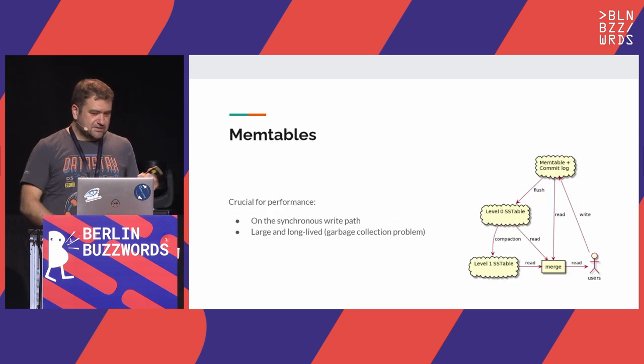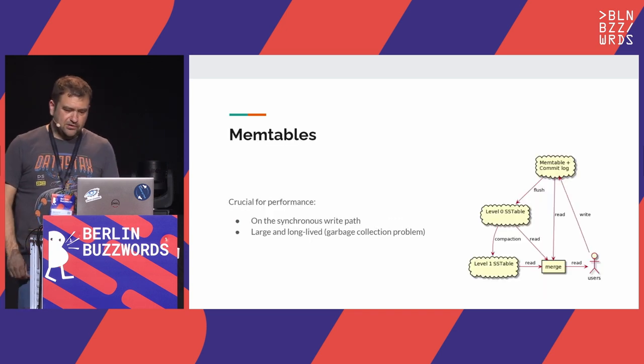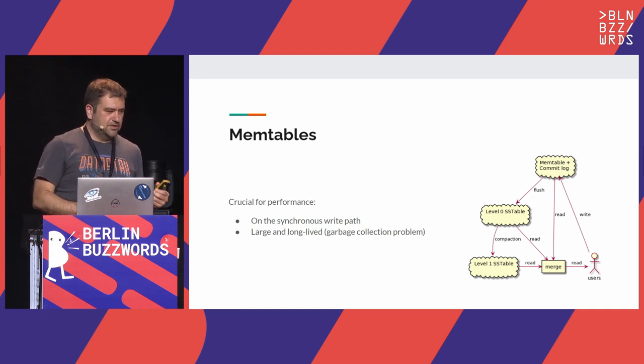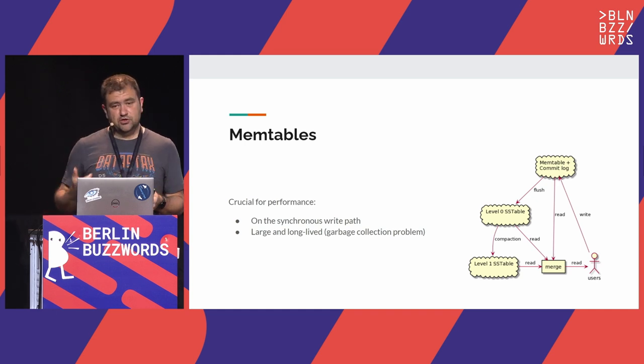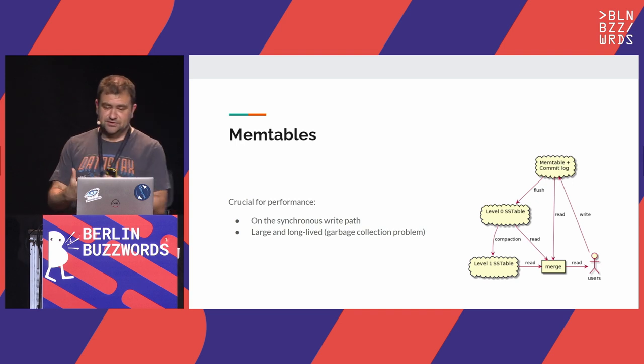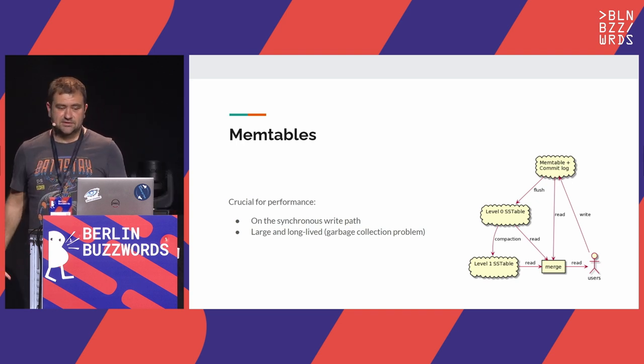Now, this solves the SSTable problem. What about the memtables, which are the component on the top right here? The memtable is crucial for performance because, on one hand, when you write a piece of data, you can't acknowledge it to the user until it is already in the memtable, so it's on the synchronous write path. It's really important for the latency of writes.